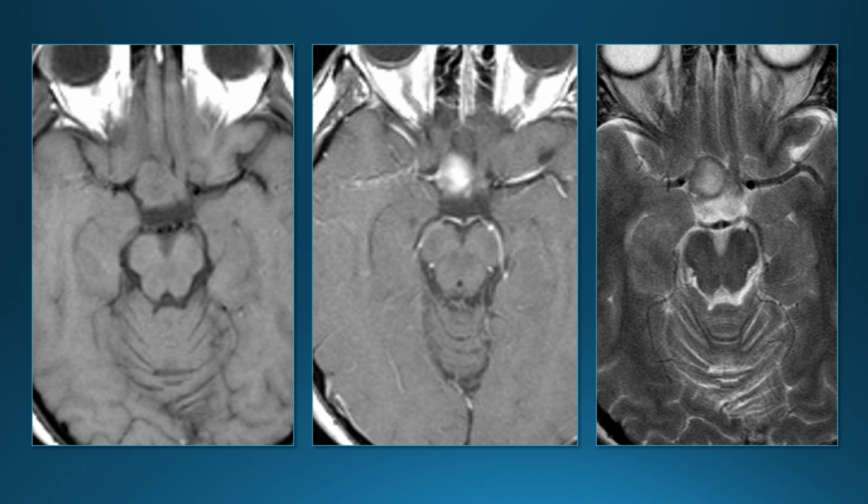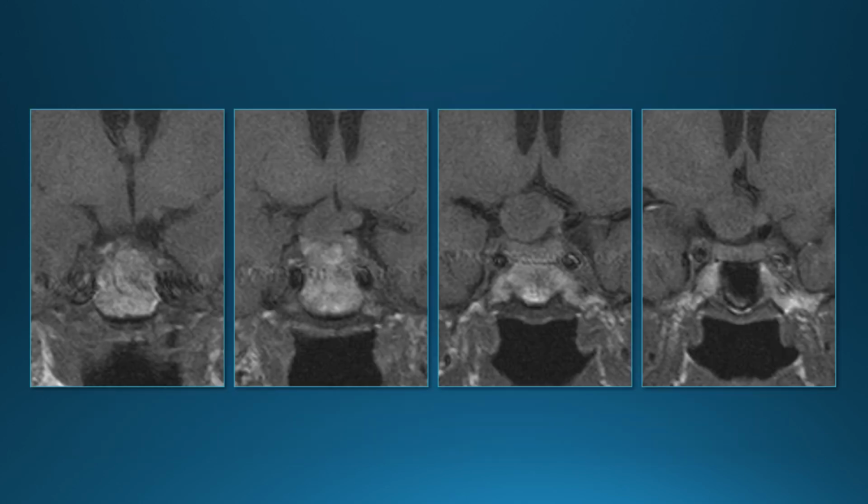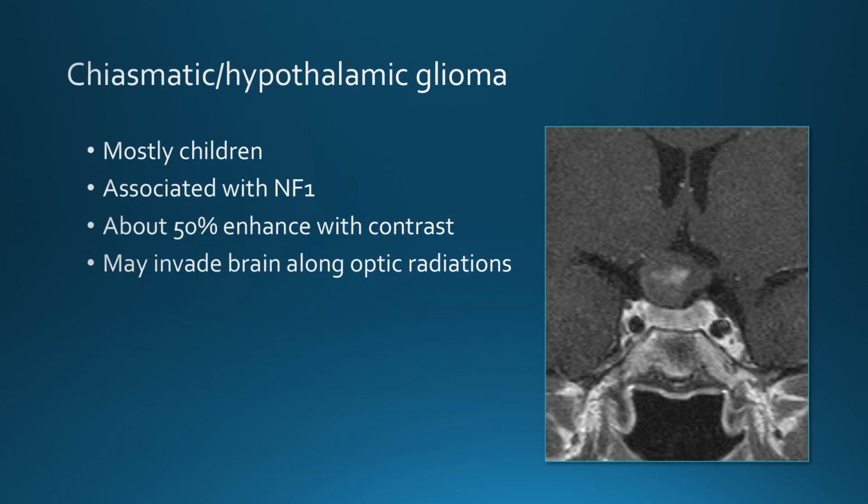Another patient with a suprasellar mass, pre and post contrast T1 and T2. Initially we thought this might be an aneurysm here, but the MR angiogram was normal. Here's the sagittal and coronal images of the sella. We can see that there's some central enhancement within this suprasellar mass. And if we look carefully, we can see the mass is contiguous with the optic chiasm here. So this is actually arising from the chiasm or optic nerve, and this is a chiasmatic glioma.